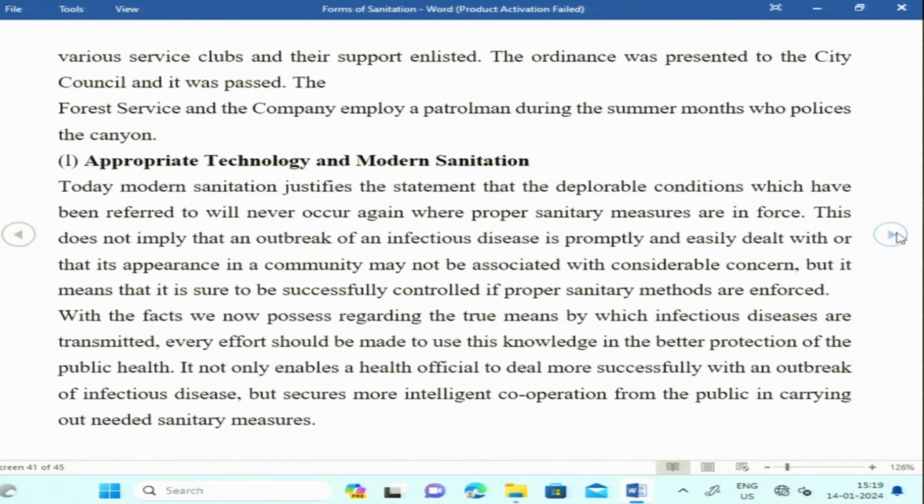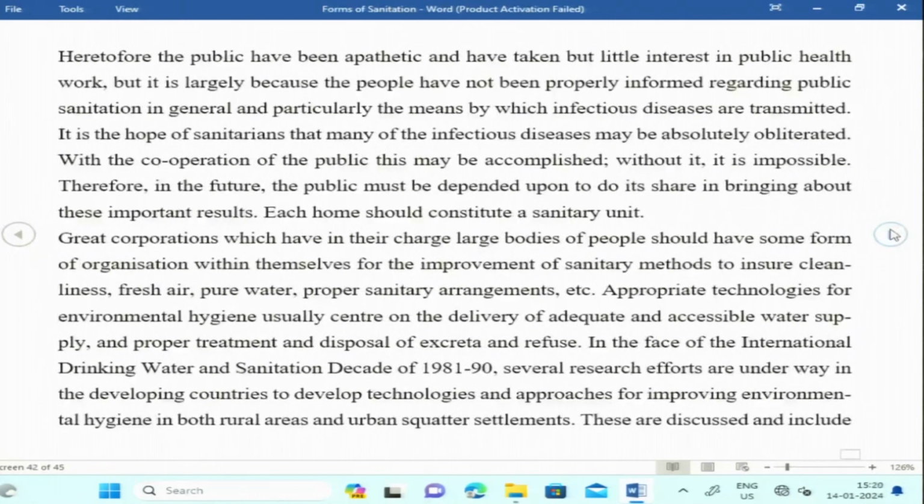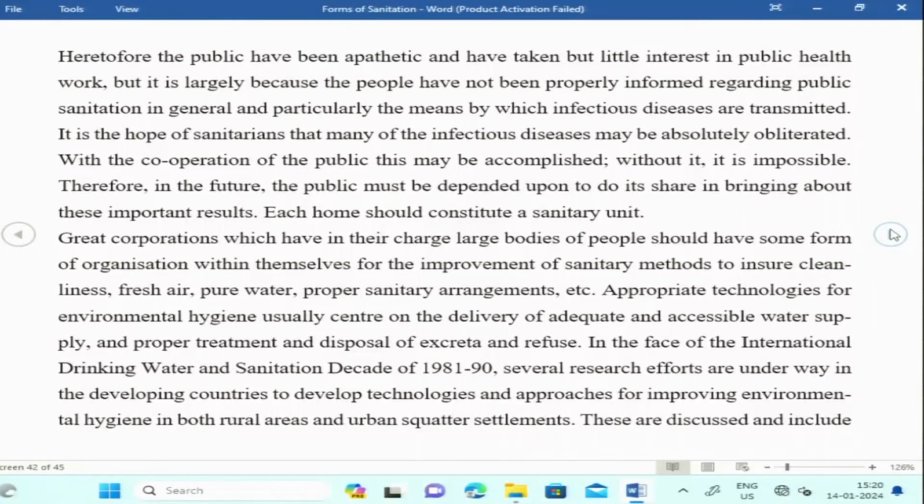And for that, what is the need of the hour is to have a certain scientific temper, and to have the intelligent cooperation of the public in carrying forward the various sanitary practices. For that we have to see that the public should not be apathetic towards the basic arrangements which are being provided with regard to public health work. And we have to see the home as a site where a certain number of sanitary units are to be provided.